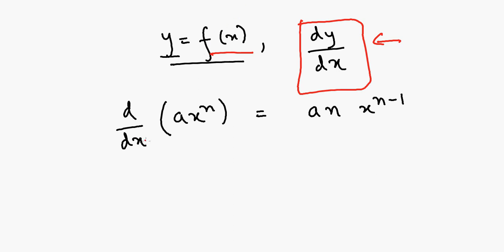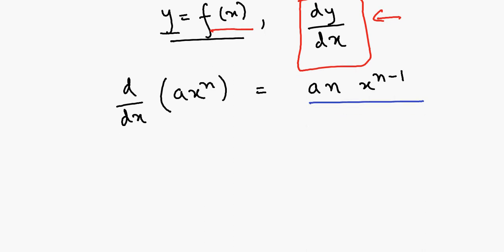So we start with this basic formula: d/dx, which is differentiating with respect to x, of a function given by a x to the power of n, where a is a constant. Remember, in all these problems we are differentiating with respect to x. When you differentiate it, it becomes a n x to the power n minus 1. So we'll learn today how to apply this very basic formula, and it's not very difficult at all.